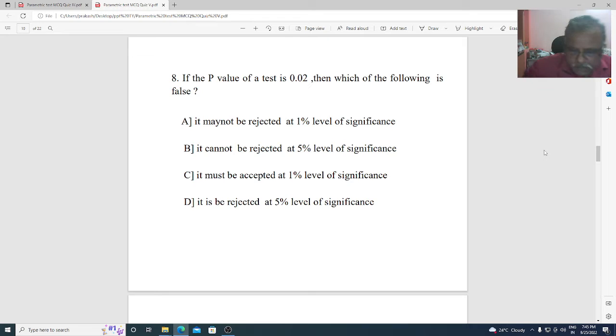Question number 8. If the p-value of the test is 0.02, then which of the following is false? Option A, it may not be rejected at 1% level of significance. Option B, it cannot be rejected at 5% level of significance. Option C, it must be accepted at 1% level of significance. And D, it is rejected at 5% level of significance. The correct option is option B, it cannot be rejected at 5% level of significance.